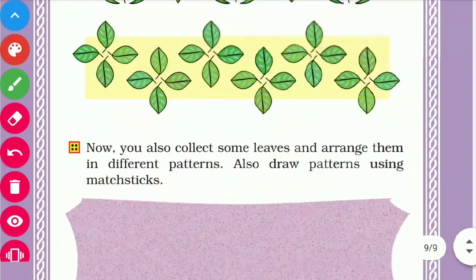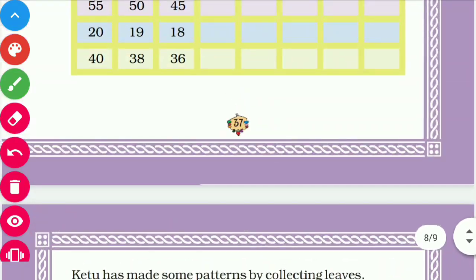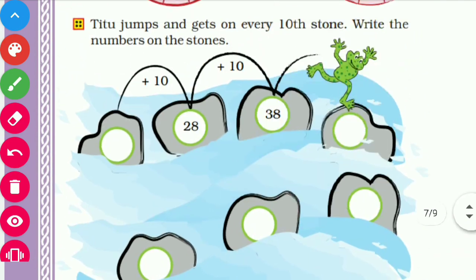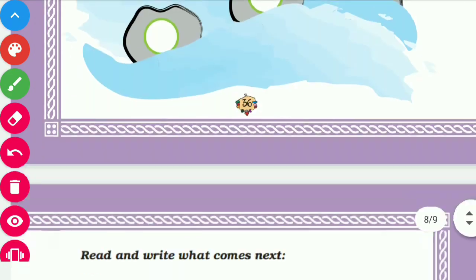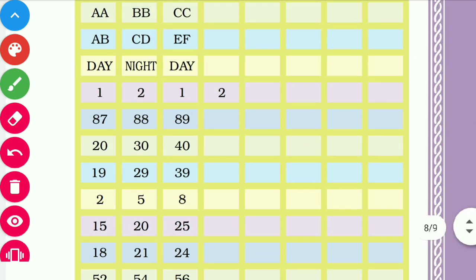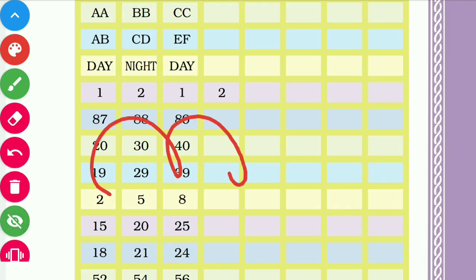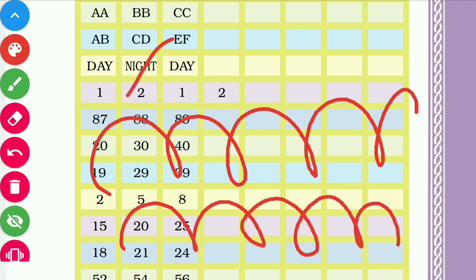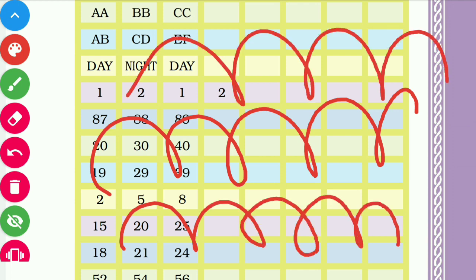So children, it is the end of this lesson on patterns. Pattern is nothing but the repetition of something, repetition of some unit which is done again and again. Repetition of something is called a pattern. So pattern is finished. Now we will start the next lesson.